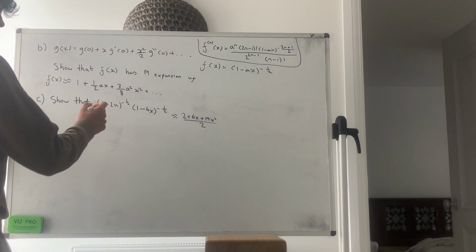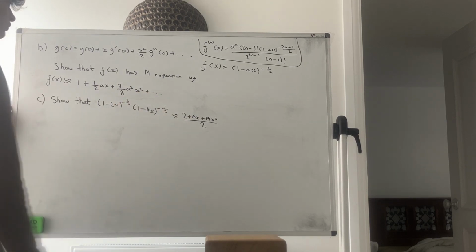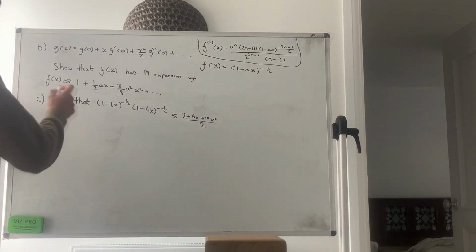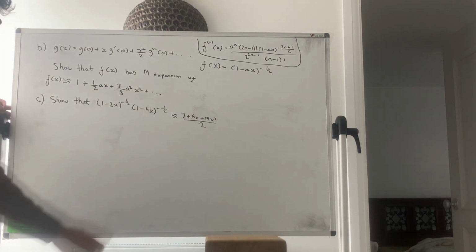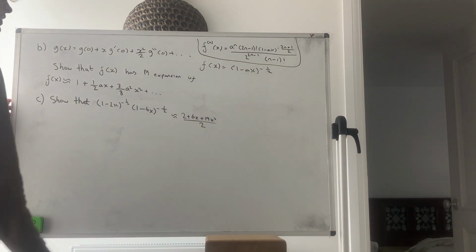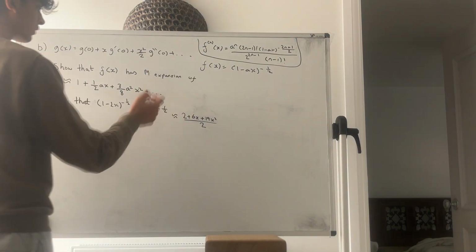In part C, we're asked to show that (1 minus 2x) to the minus a half times (1 minus 4x) to the minus a half is approximately equal to this. From earlier, we're given that f of x, where f of x is this, is approximately equal to this Maclaurin expansion up to the x squared term. So if I simply substitute a equals 2 into this, I'll get this expansion. Substitute a equals 4, I'll get this expansion.